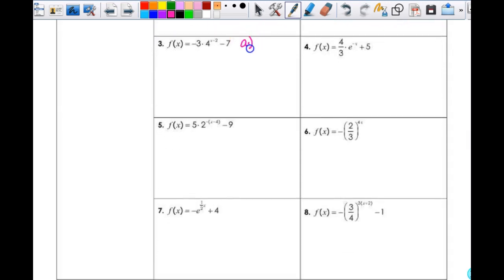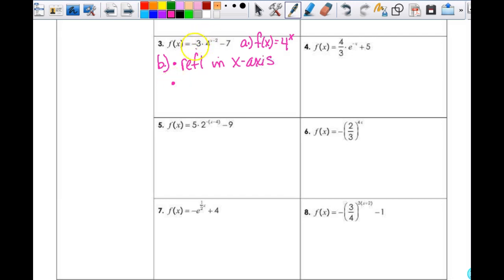So A here, my parent function, what's the parent function going to be? What's the base of the exponential? 4. What's the thing with the exponent on it? That's what you're looking for. Here's my exponent. The base of the exponent is 4. So this is 4 to the x power. Anything else that's in there is part of a transformation. So the B part, we're going to start with this negative. That means I'm going to reflect in what? X-axis. Good. So I'm going to reflect in the x-axis.